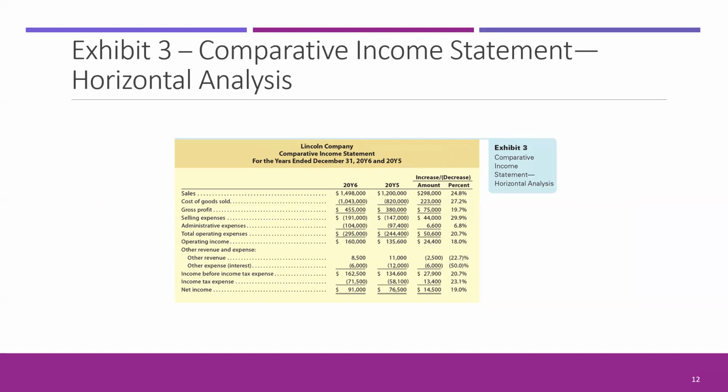But we can do this with the income statement as well. So in 2025, sales were 1.2 million, 2026, 1.5 million. So that's a 25% increase. Cost of goods sold increased from 820,000 to 1.04 million. So that's a 27% increase. And so sales increased a lot, but cost of goods sold increased even more than sales.